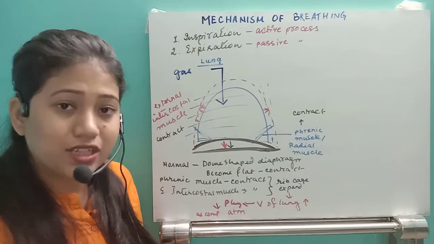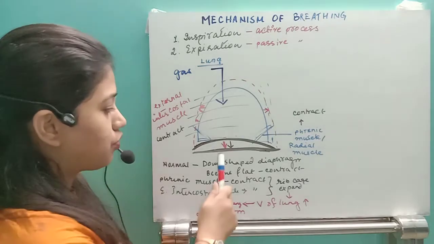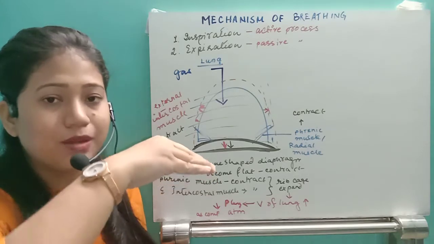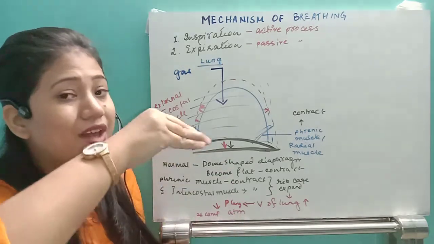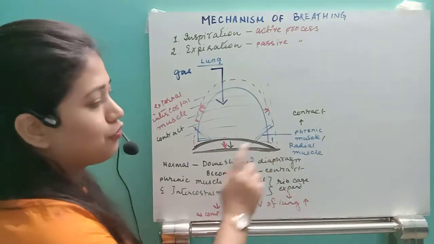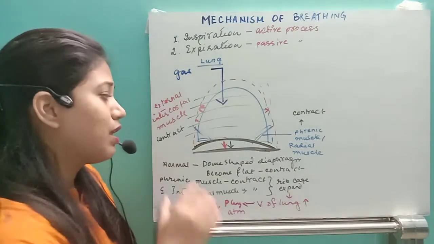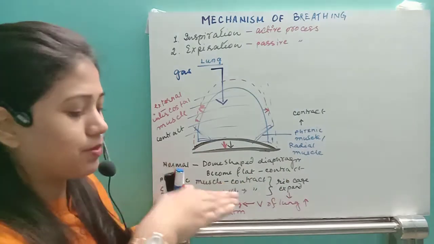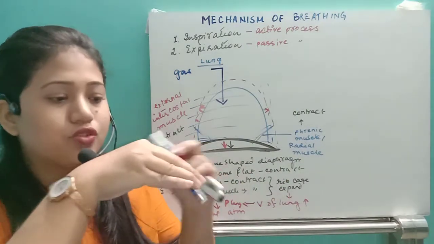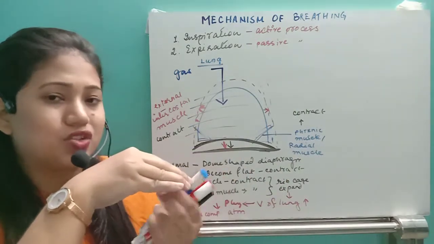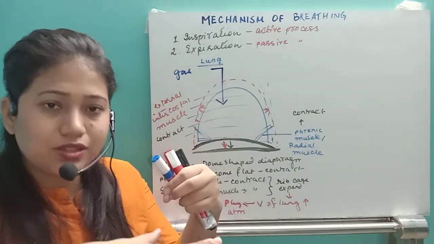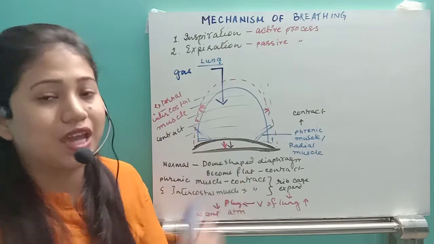As it is an active process, what happens? First of all, the diaphragm, normally dome shape, becomes flat. Who makes the diaphragm flat? The phrenic or radial muscle. Suppose this is the diaphragm. From this side, what is attached? The phrenic muscle. So the phrenic muscle will contract.